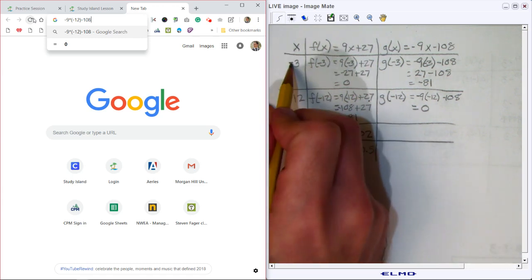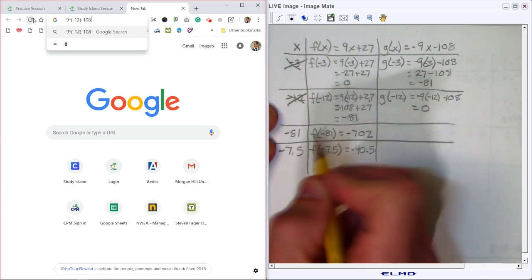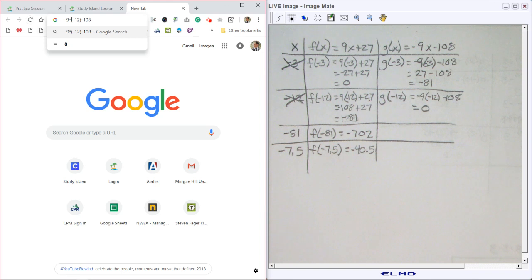So is it -3 from before? No. Is it -12 now? No. Let's try -81. I'm just changing my -12, since I've already put in the formula, to -81. And I get positive 621.